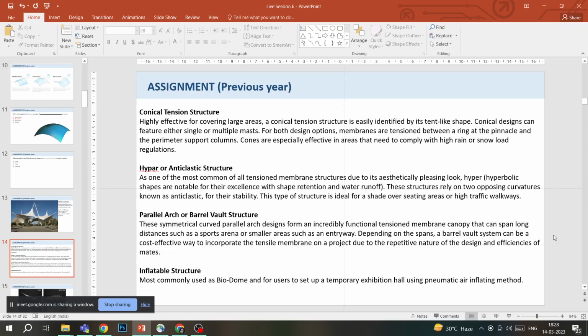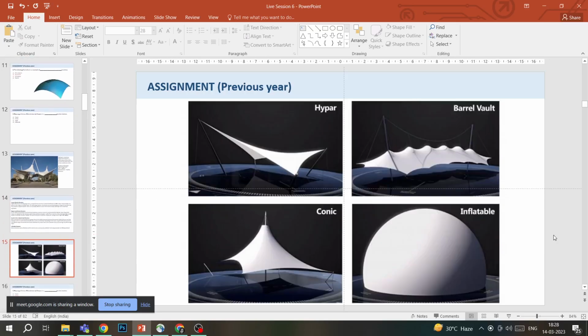For users to set up a temporary exhibition hall using the pneumatic air inflating method. So, showing the example of all these four structures. So that is hypar, which is basically anticlastic. It has two curvatures, one in this direction, one in that direction. Then we have barrel vault, which is basically a vault kind of thing, similar curvature that's happening everywhere. Conic, it looks like a cone, it is very easily identifiable. Then inflatable, it's like a dome, it is using pneumatic air to stand up.